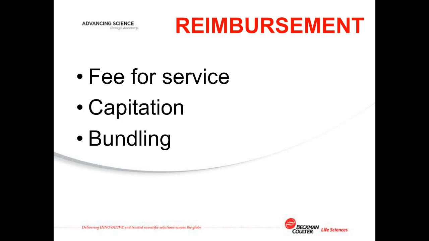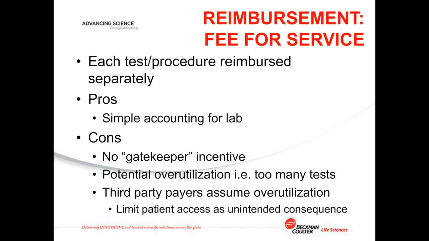So one means is fee-for-service. There's also something called capitation, and finally what's called bundling. So in a fee-for-service system, each test or procedure, because this also can apply to things like surgeries or office visits and so forth, each test or procedure is reimbursed separately. So this is actually very straightforward when it comes to the laboratory. You know exactly how much you're going to get paid per test. You know that each and every test you do will get reimbursed. And you know that the more testing you do, the more you'll get paid. Now, that's the pro to this system. The cons of the system are numerous.